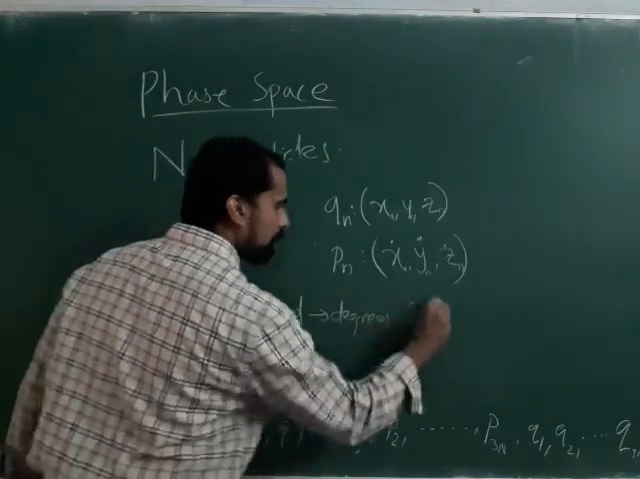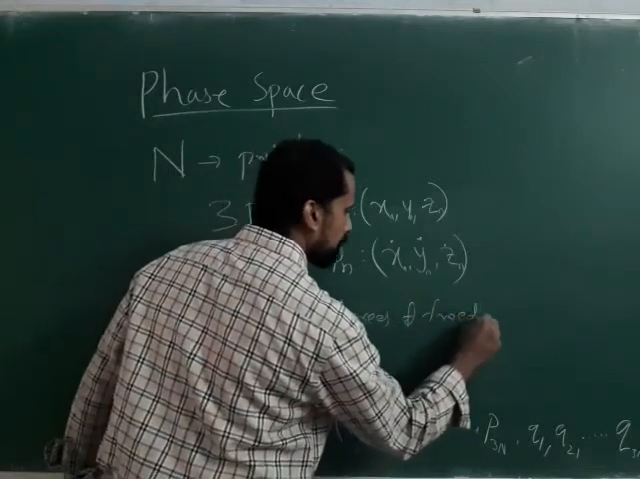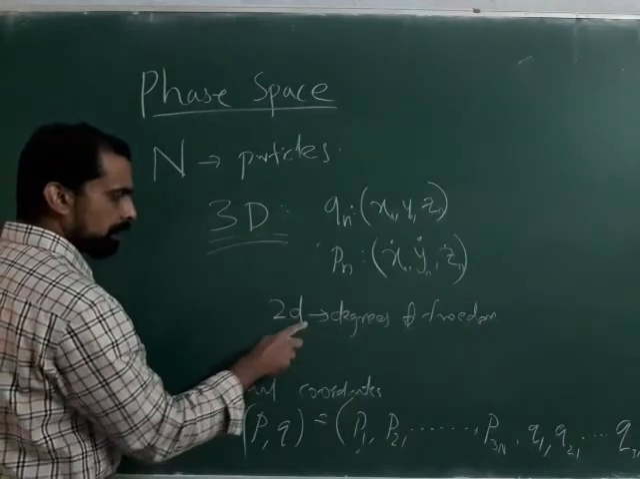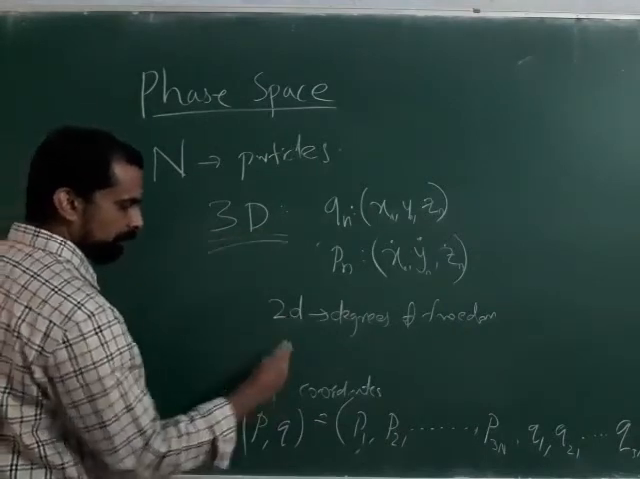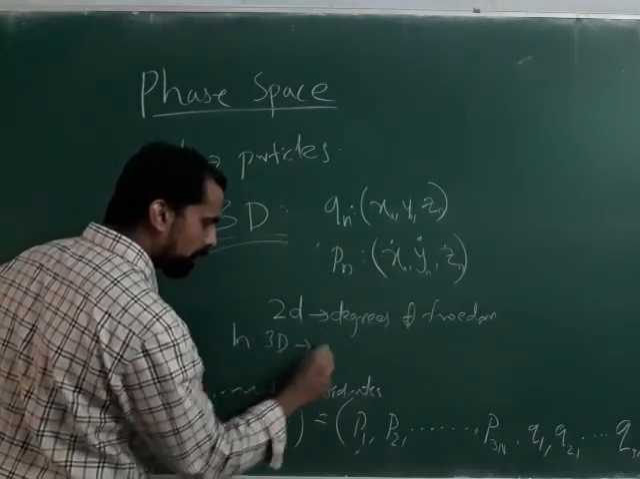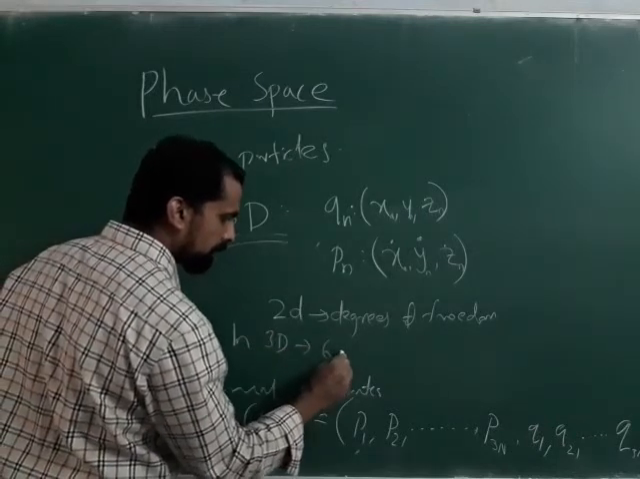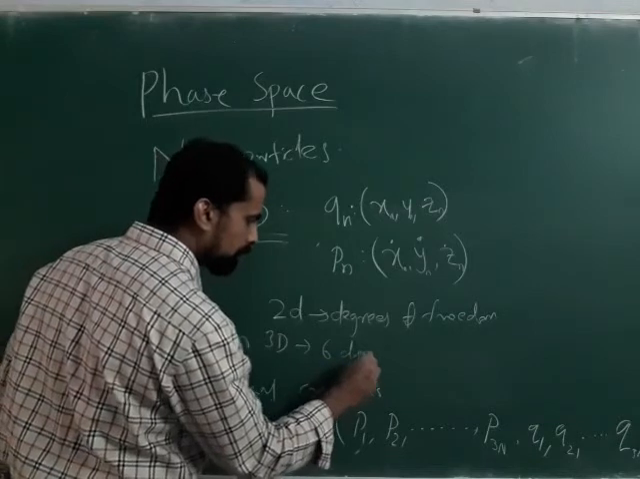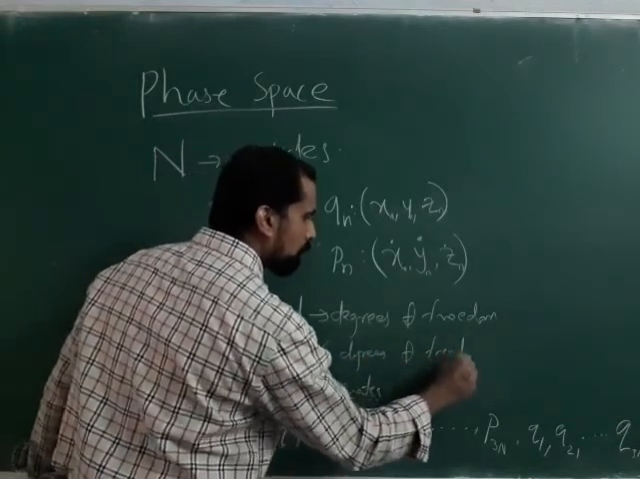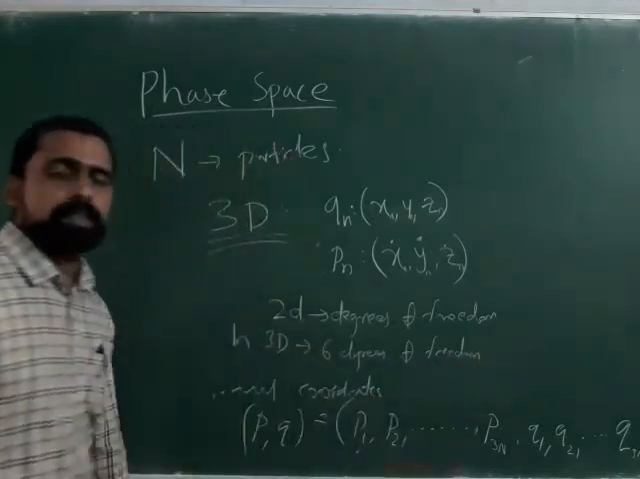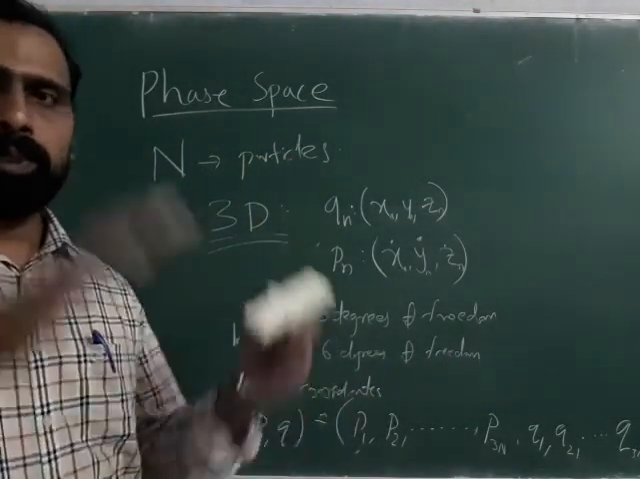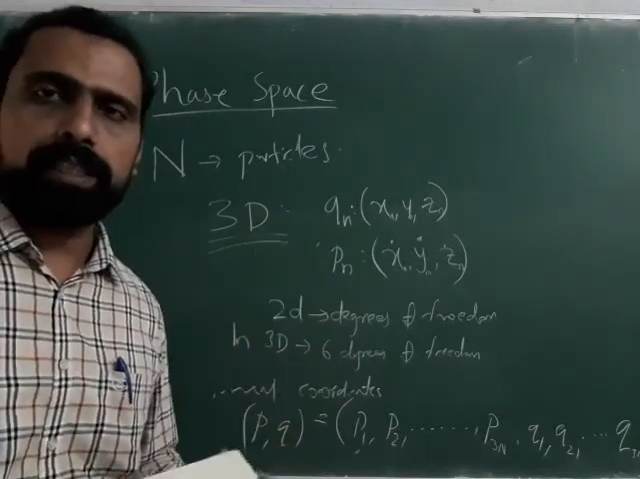So for a 3-dimensional case, here d means the dimension. So in 3D, we have 6 degrees of freedom. So this is something about the phase space. You understand this, and more details you will get from your classical mechanics.